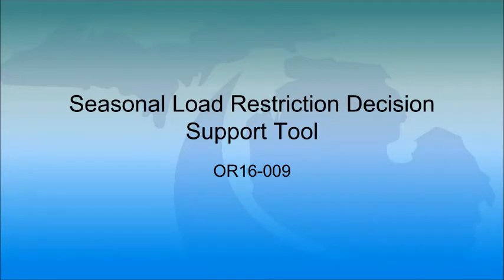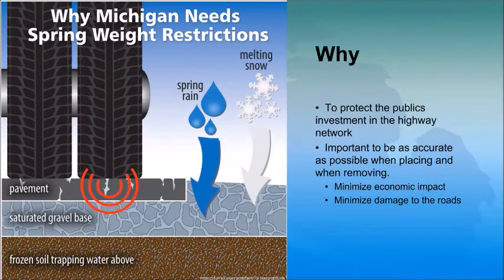So, going on here about the seasonal load restriction decision support tool, people might ask, well, why do we need a decision support tool for seasonal load restrictions, and why Michigan needs these weight restrictions that we put on the roads in the spring? It is, as the slide states, to protect the public's investment in our highway, and also to minimize economic impact and damage to the roads.